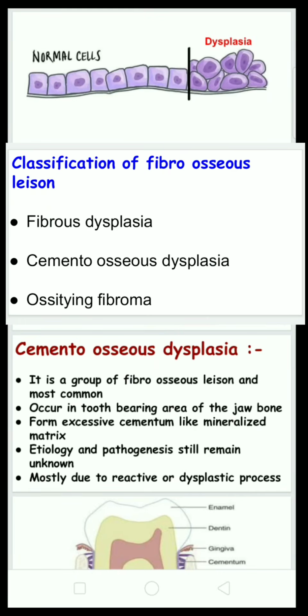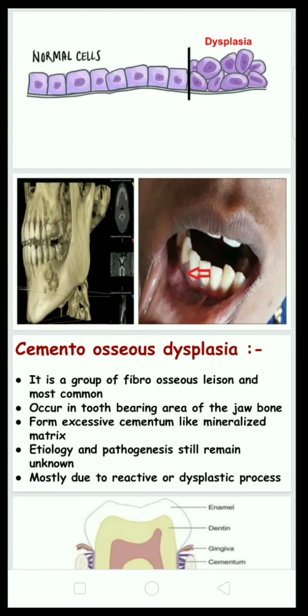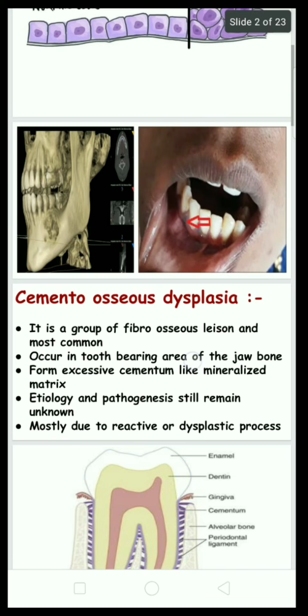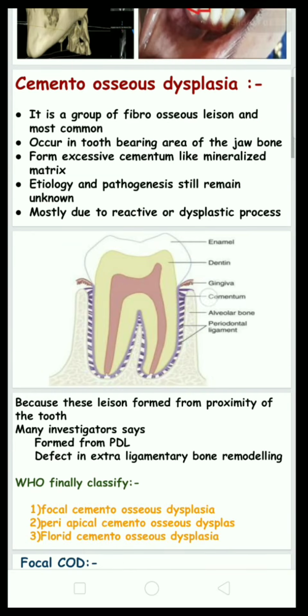Cemento-osseous dysplasia is a group of fibro-osseous lesions, most common in the jaw, occurring in the tooth-bearing areas. It is characterized by excessive cementum-like materials that get mineralized in the soft tissues, so it is called cemento-osseous dysplasia. The etiology and pathogenesis still remain unknown. It is mostly due to a reactive or dysplastic process, like an inflammatory or dysplastic process, that leads to these conditions, because these lesions are formed at the proximity of the tooth.